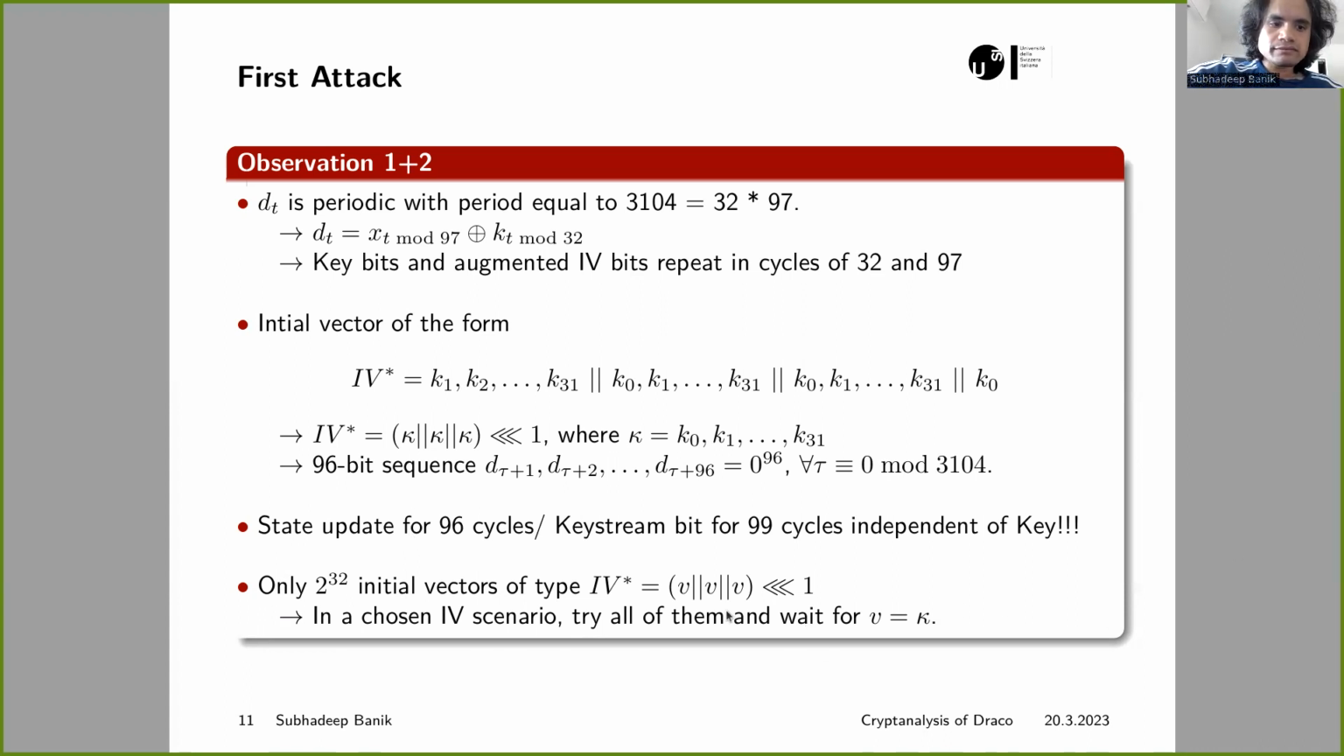And so there are relatively small numbers, so 2 to the power 32 IVs of the required form VVV rotated by 1. And so the strategy is using a chosen IV scenario and trying all possible IVs of this form and wait till V equals kappa. That is when the cipher becomes weak algebraically.